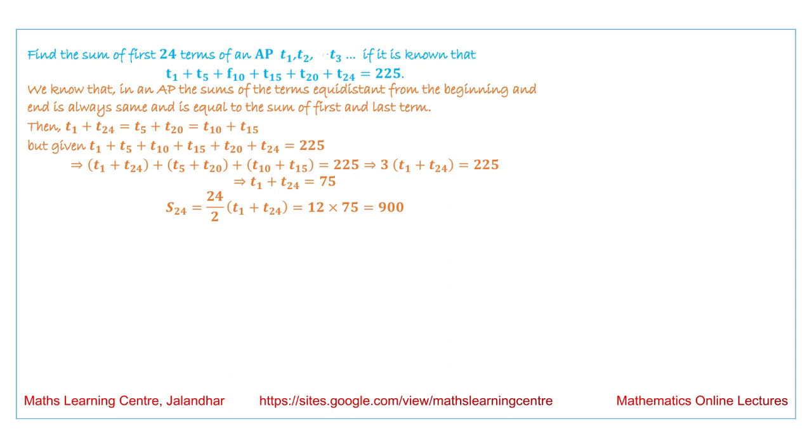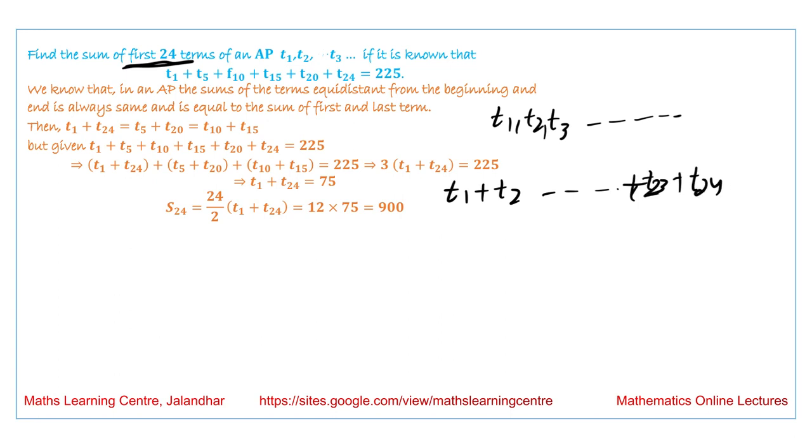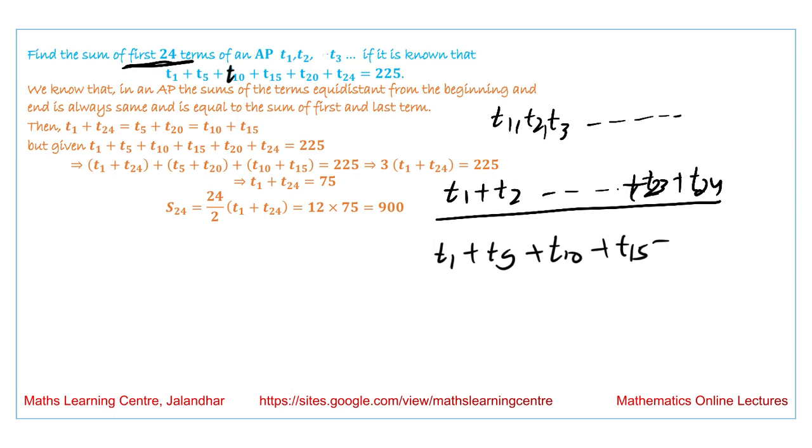Now next we have: suppose a sequence is given and it has the terms t1, t2, t3 and so on, and we want to calculate the sum of the first 24 terms. We want to calculate t1 plus t2 so on up to t23 plus t24. We want to calculate this value, and it is given that t1 plus t5 plus t10 plus t15 plus t20 plus t24 is equal to 225. This value is given to us.